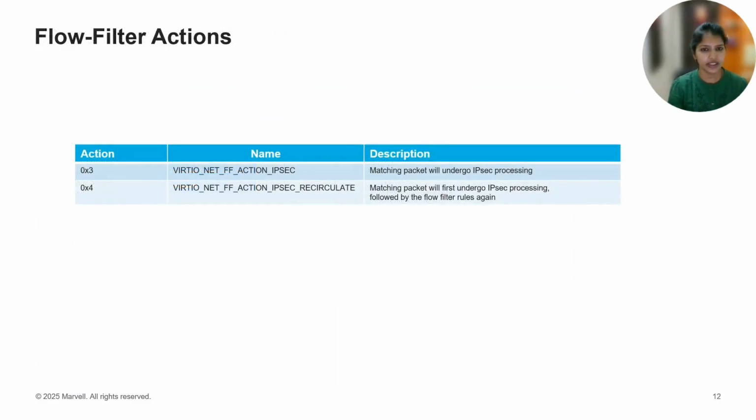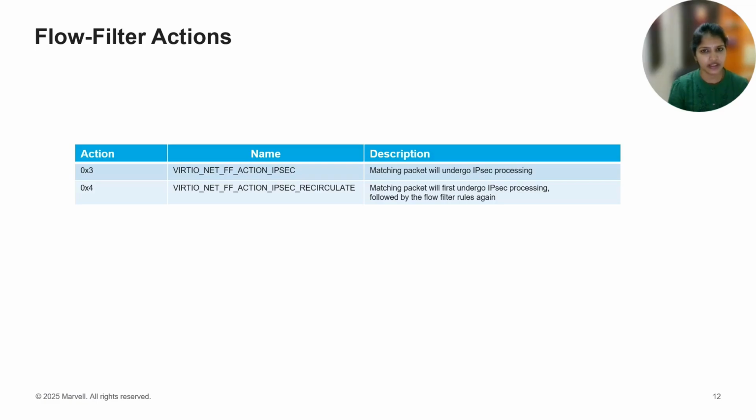Flow filter in virtio is used to direct network packets to a specific receive queue based on certain rules. A virtio-net device can apply flow filter rules to match packets and take specific actions, such as directing packets to a particular receive queue or dropping them. To integrate IPsec, two new flow filter actions are introduced. First, virtio-net flow filter action IPsec. With this action, IPsec processing will be applied on the packet and then it is put on a virtio-net RQ. And then virtio-net action IPsec recirculate.